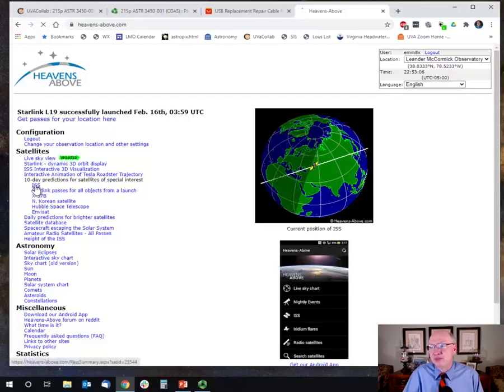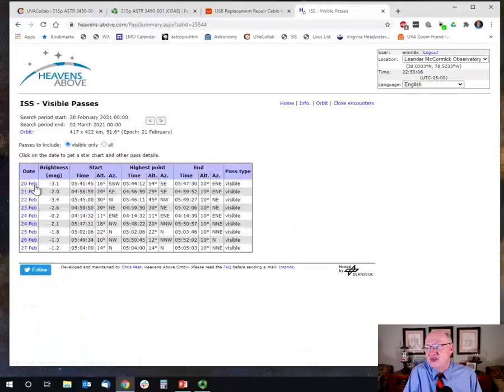You can actually get predictions of when the space station will be visible here in Charlottesville. So, for example, on the 20th of February, which is actually today, the day that I'm recording this, the International Space Station is passing overhead between 5:41 in the morning and 5:47 in the morning. Now, it's a great pass. It's going to get 54 degrees up in the sky. It's going to be a really nice pass. Problem is, I wasn't up at 5:40 this morning, so I missed this pass.